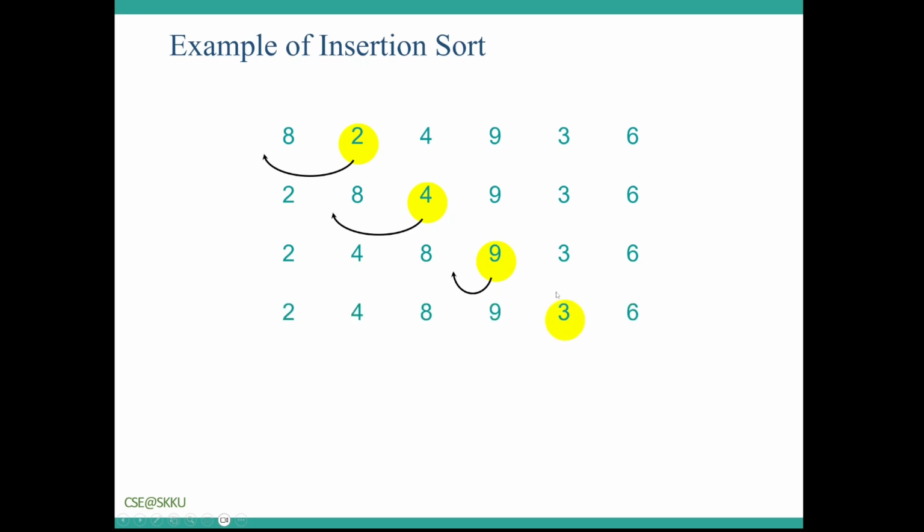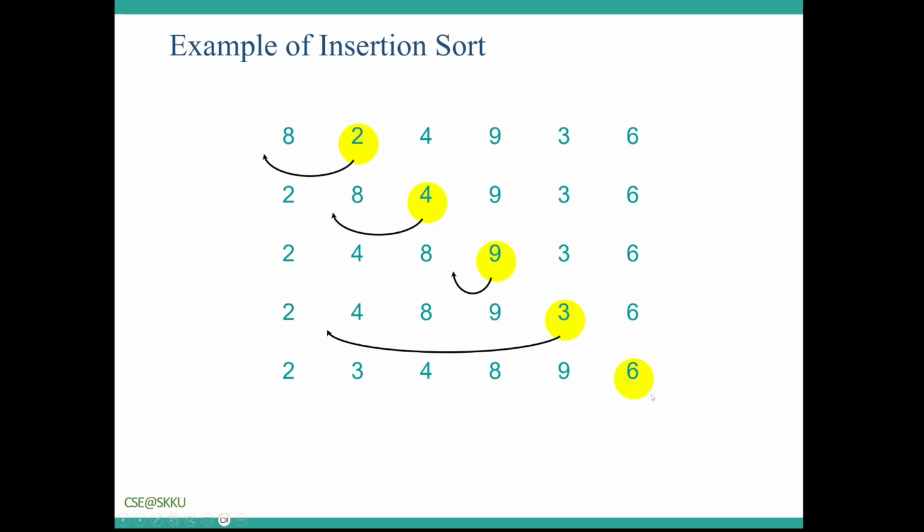The next element is 3. We compare 3 against 9, 8, and 4. And also, we know that all of them are larger than 3, so they are shifted one step to the right. Now, the sorted list becomes 2, 3, 4, 8, and 9.